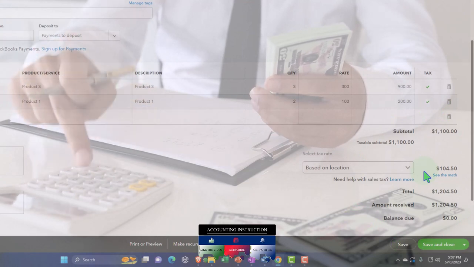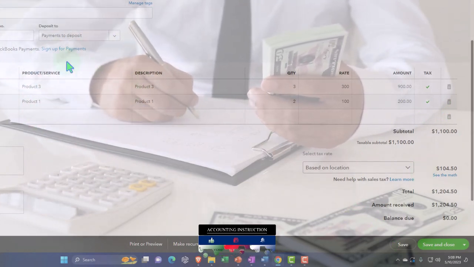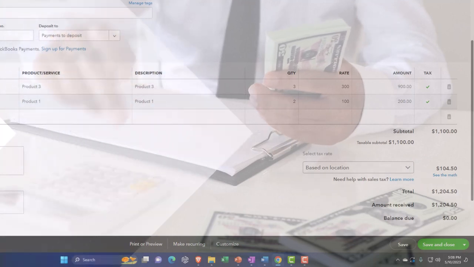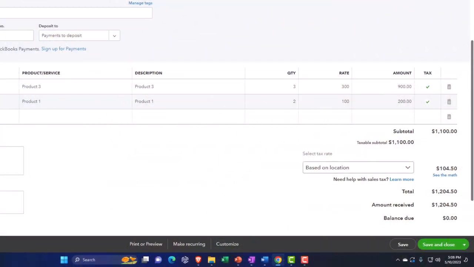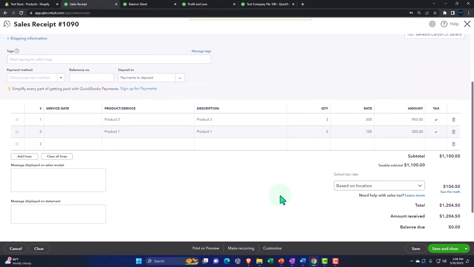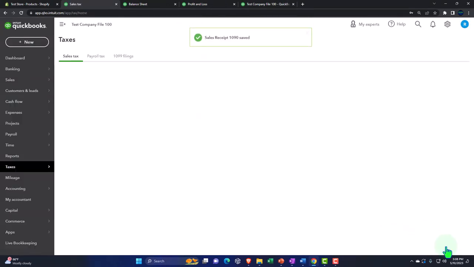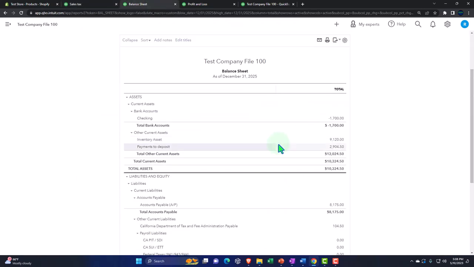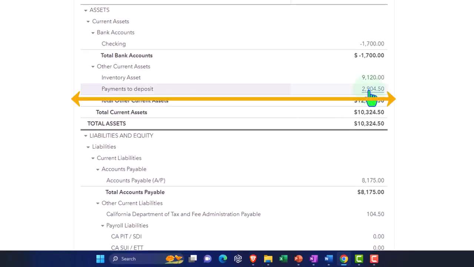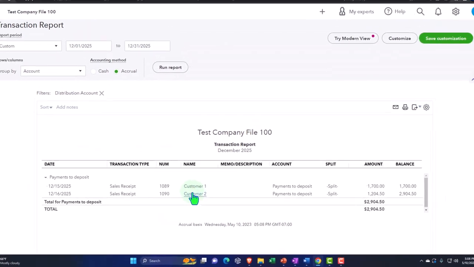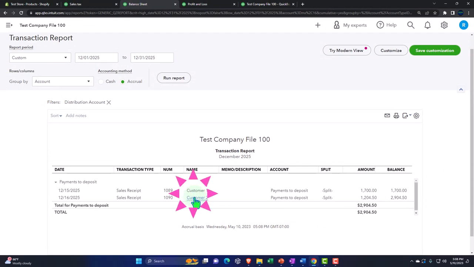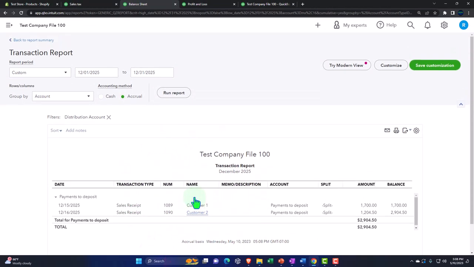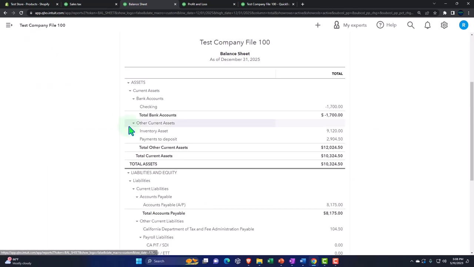Now, of course, that gets a little bit more complicated when the sales tax stuff is being taken care of by the Shopify store. So this is another wrinkle in our system here. So let's save it and close it and I'll show you what I'm talking about. Let's go to the balance sheet, run it. And we can see that now in this payments to deposit account, we have multiple items in here. We're just going to imagine they're cash or a credit card, for example, that we need to put into the checking account at some point.